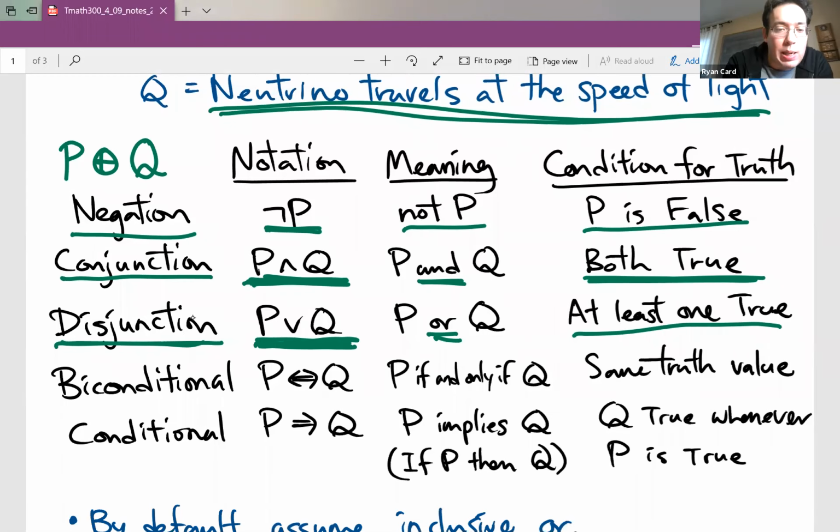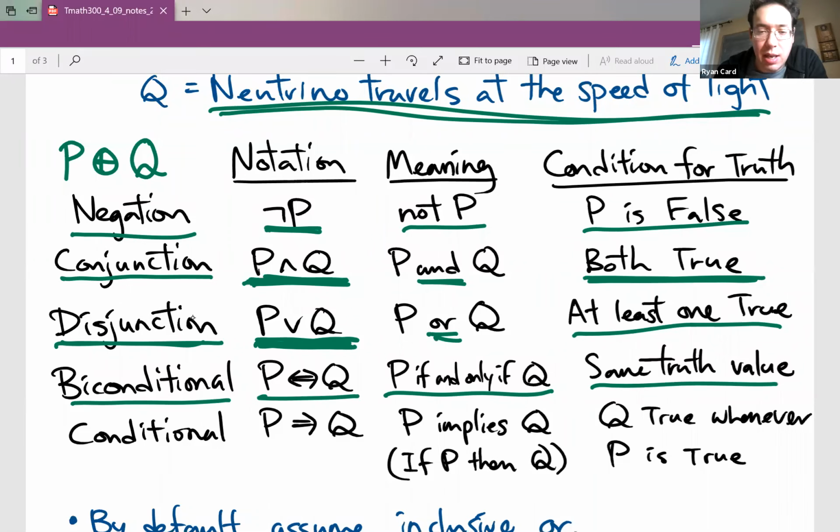Okay, moving on. The next connective is called biconditional. So in symbols, you write a double-headed arrow between the two statements. And when you read it, you probably say P if and only if Q. This thing is true if both sides of the statements have the same truth value. So both P and Q are true, or both P and Q are false at the same time. They can't have opposite truth values. So that's biconditional.